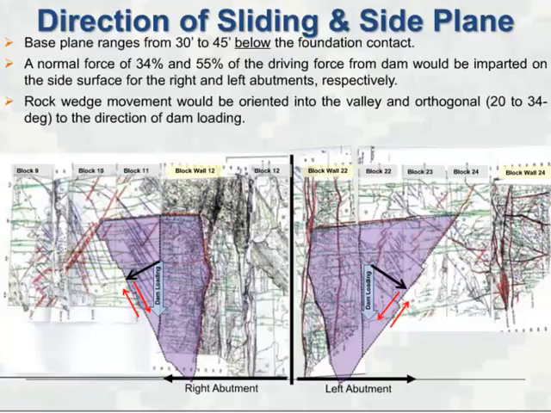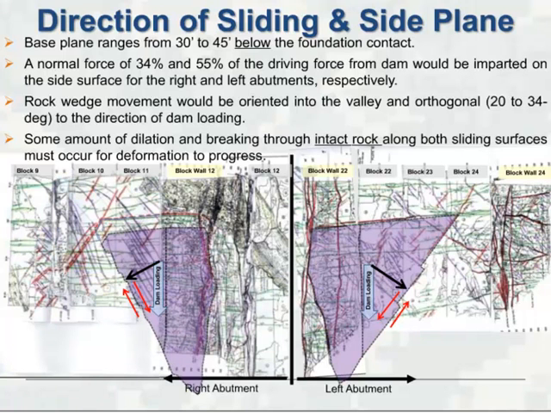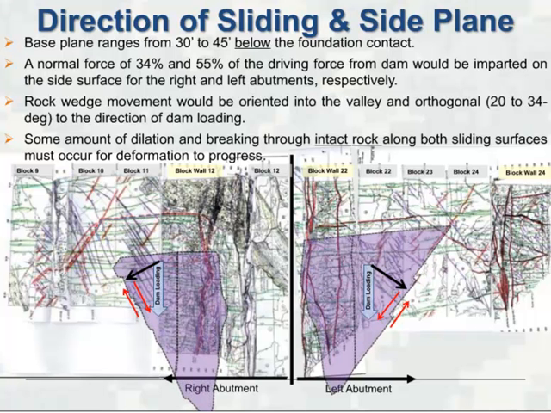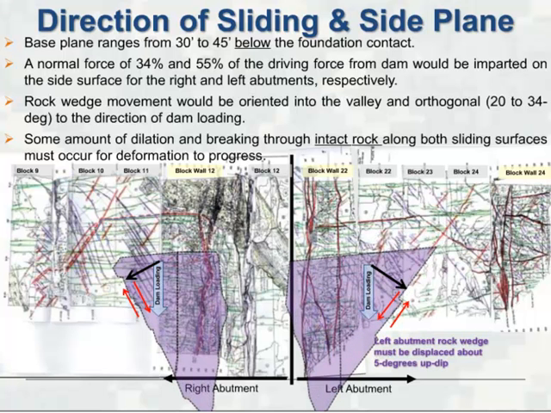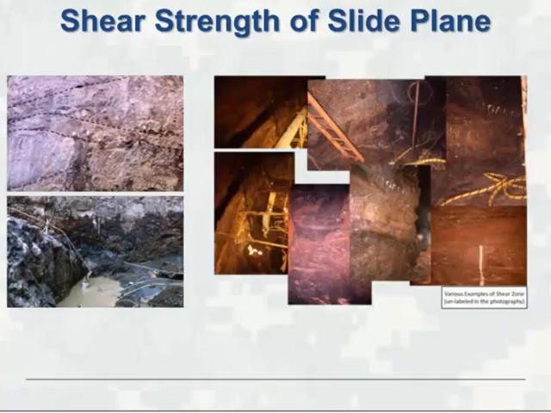The wedge movement is oriented into the valley, 20 to 34 degrees from the direction of loading. So we're getting a lot of interlocking and geometry that's going to kind of lock that block up just because those side planes do not seem to be continuous or weak. There's going to be a lot of strength generated in those side planes. So there's going to be dilation and rupture through intact rock that we have to account for.